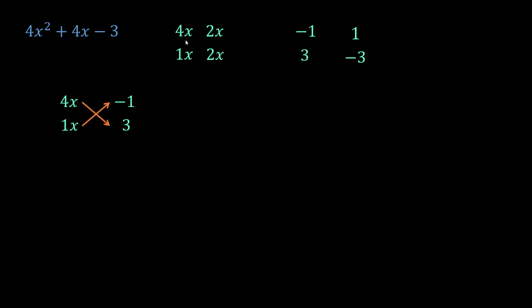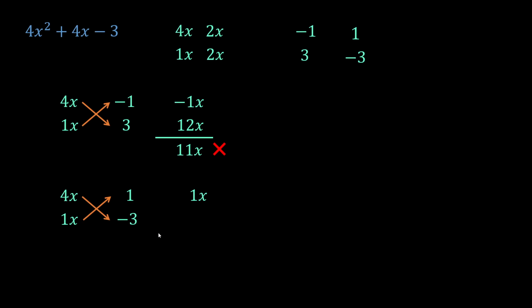I'm going to use this one here, 4x and 1x, and I'm going to try and cross multiply it with -1 and 3. So 1x times -1 is -1x. 4x times 3 is 12x. Add them together and we get 11x, which unfortunately is not what we're after. 11x is not 4x. So we move on to the next pair. I'm going to change the negatives around here. So 1 and -3. 1x times 1 is x. 4x times -3 is -12x. Sum them together, we get -11x, which unfortunately is also not 4x.